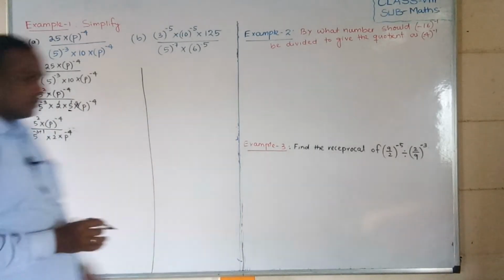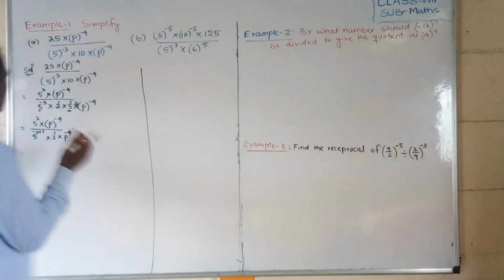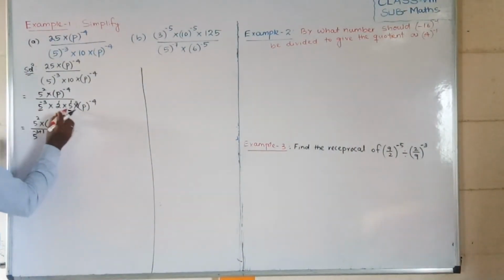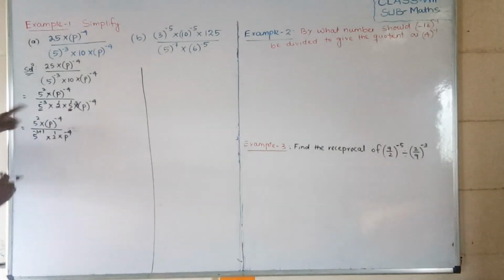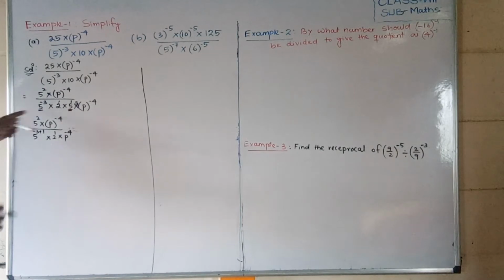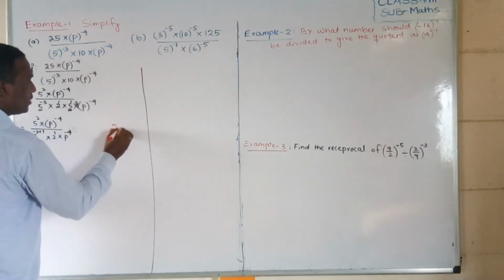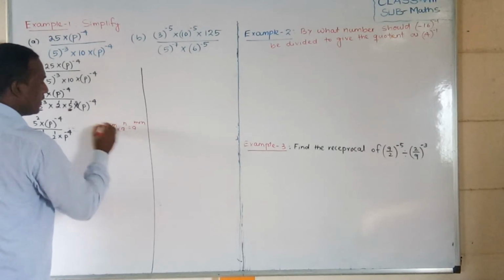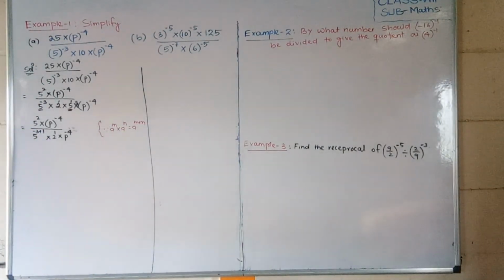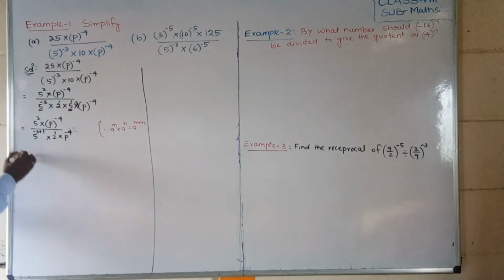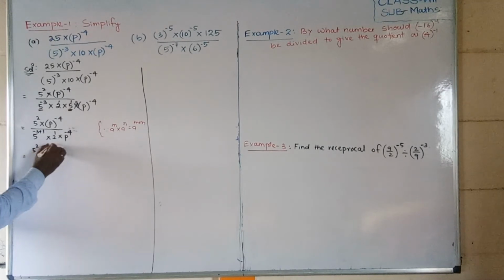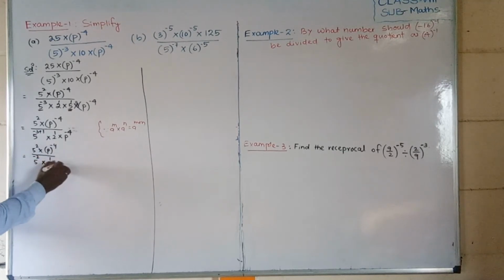Look at the students. Here I have marked this 5, and here also this 5; both bases are the same. So the powers will be added. Why? Here I use the formula a to the power m into a to the power n is equal to a to the power m plus n. Now we will get the answer. It simplifies to 5 to the power 2 into p to the power minus 4 by 5 to the power minus 2 into 2 to the power 1 into p to the power minus 4.